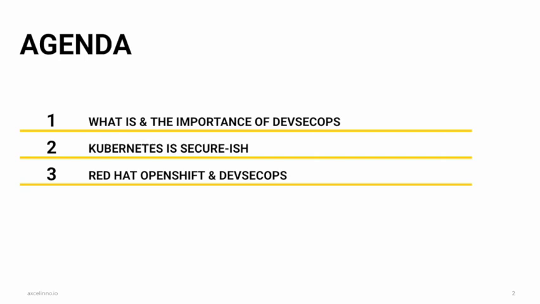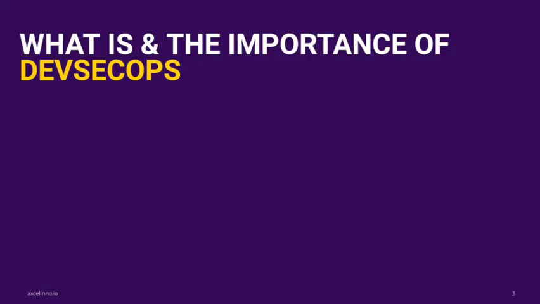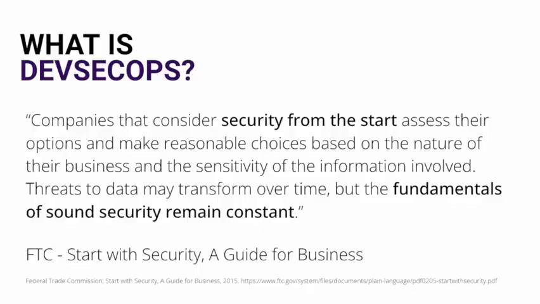So, what is DevSecOps and what is its importance? I like this saying because it comes from the FTC. As we all know, government security is very, very important. They did a very lengthy study across a lot of different companies and other organizations within the government, and what they found was, as you can see here, companies that consider security from the start, assess their options, and make reasonable choices based on the nature of their business and the sensitivity of the information involved. Threats to data may transform over time, but the fundamentals of sound security remain constant.